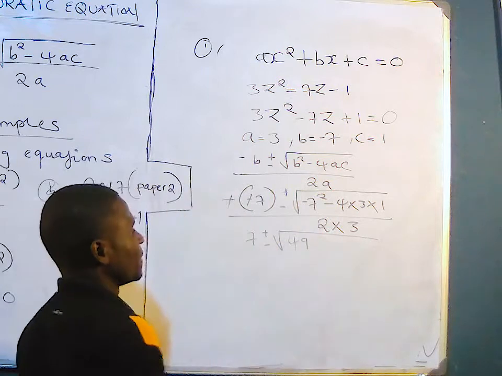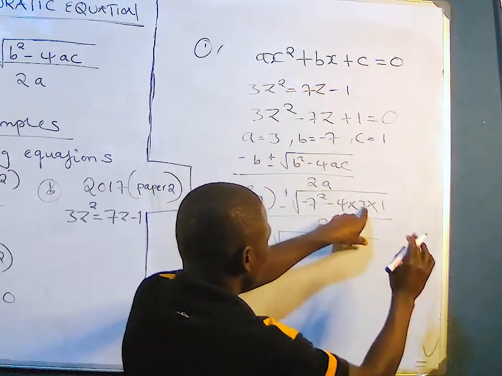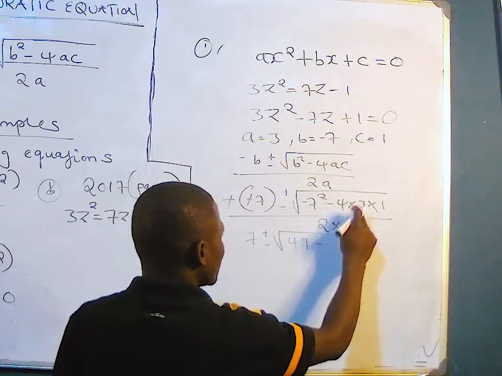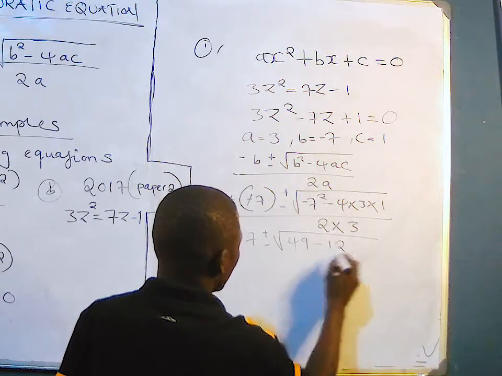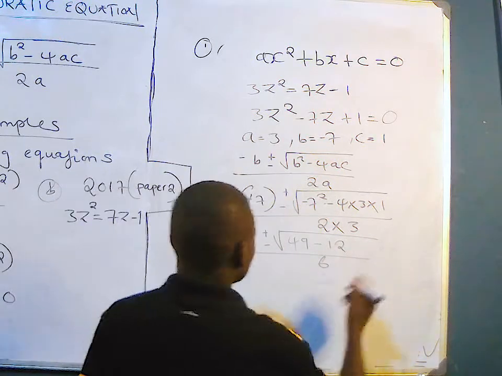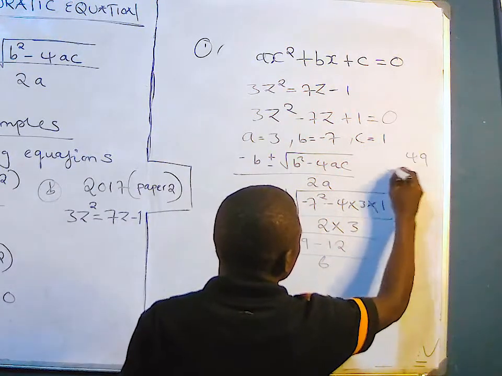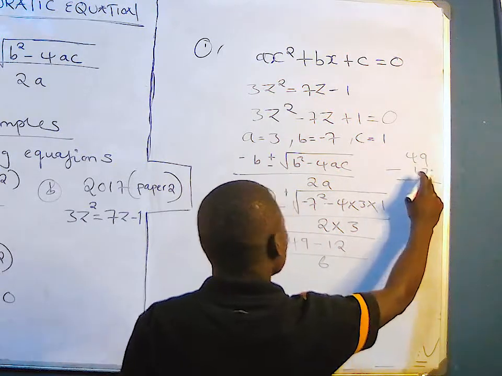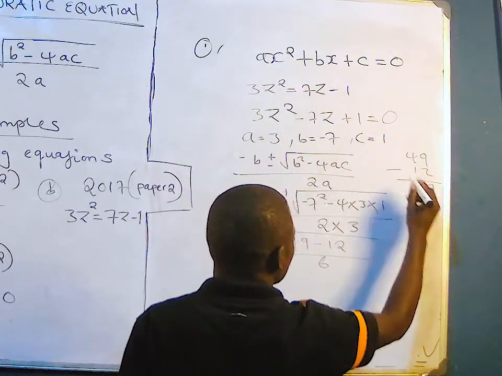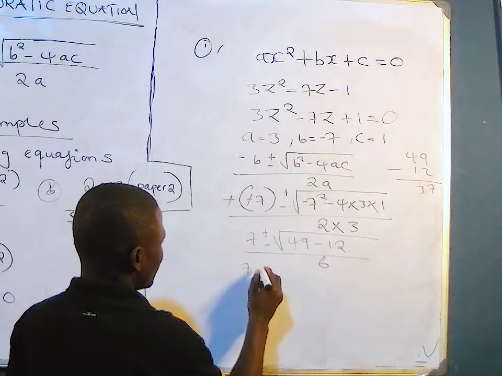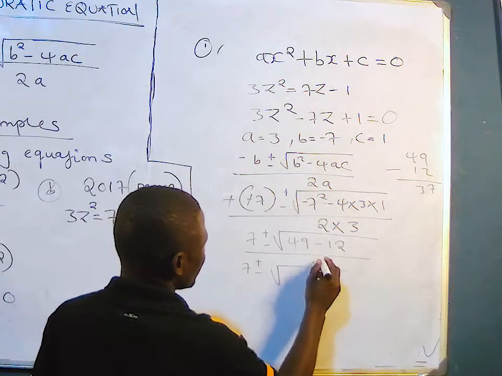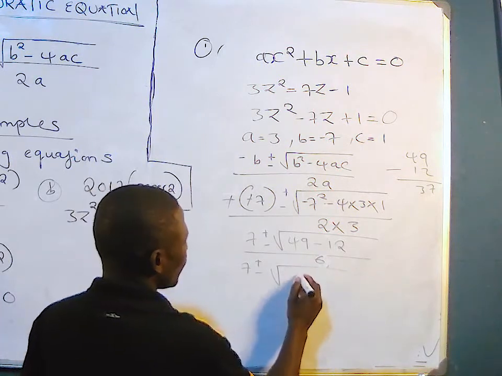So now we say negative 4 multiplied by 3 multiplied by 1, so it will be negative. It is 4 times 3 times 1, which is 12, over 6. So what is 49 minus 12? Which is 37. So now we are saying 7 positive or negative the root of 37.